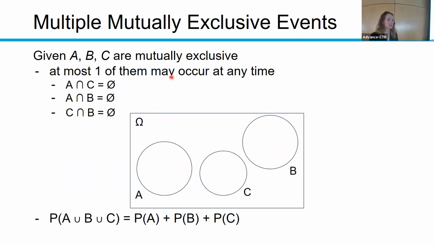And then we can apply the same reasoning to multiple mutually exclusive events. So if you have 3 events, and there's no overlap among them, the probability of all of them is just the sum of their individual probabilities.